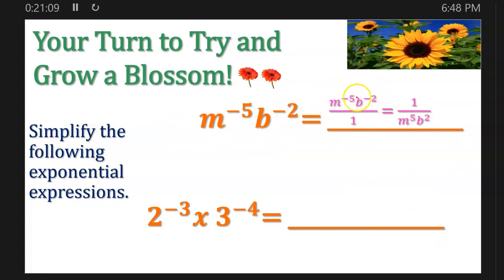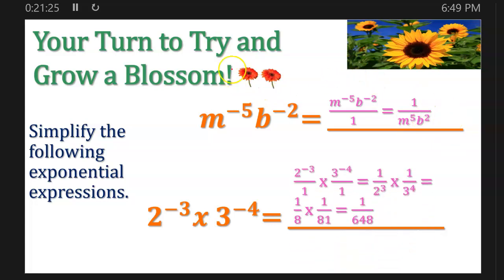Okay, so with this expression, we place both of these over 1. And then since they both have negative exponents, we're going to flip them around and place the 1 on top, but the m to the 5th and the b to the 2nd is now positive. And we cannot reduce that anymore.